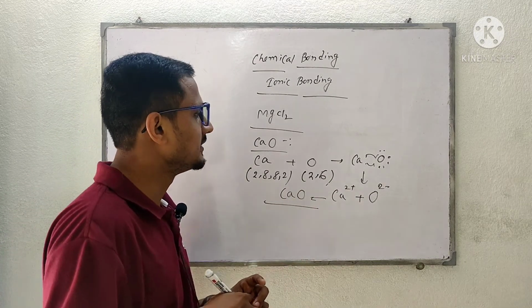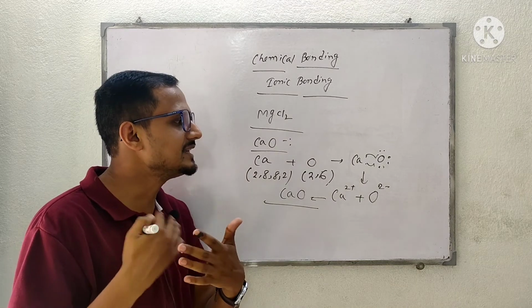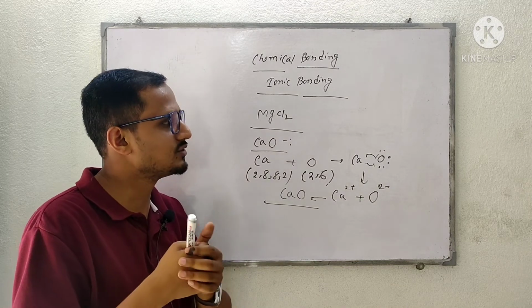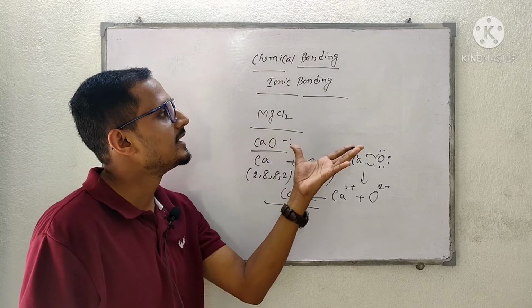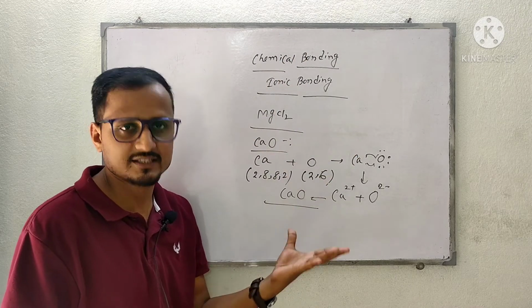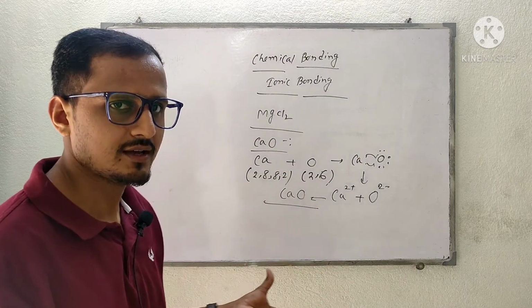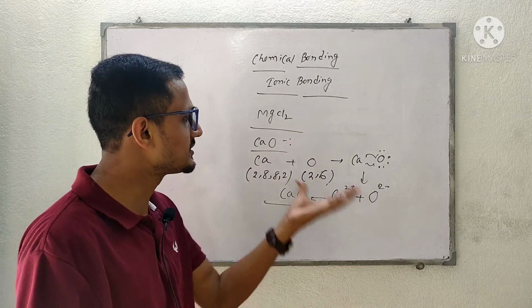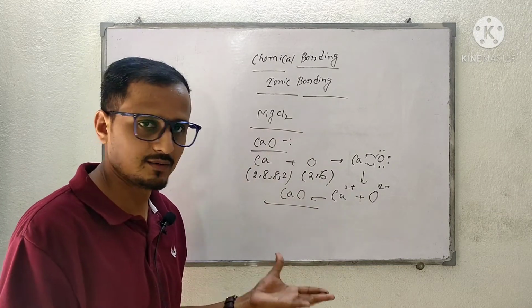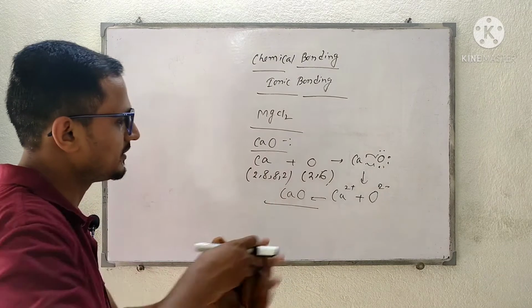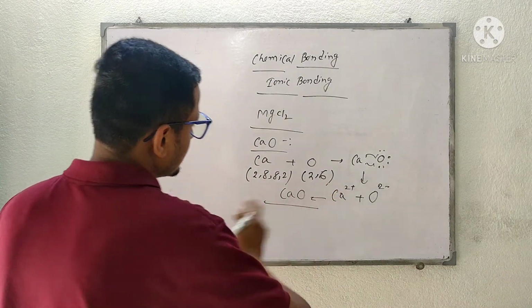Okay. Now if any class 8 student, if in the class 8 book chemical bonding is there, you can see this video. Okay. So it is the formula of calcium oxide. Understood?